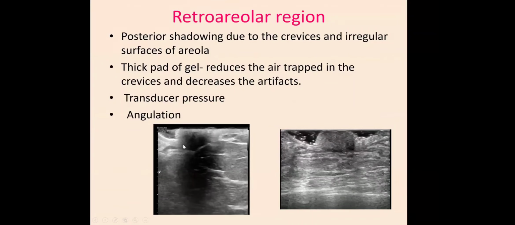So how can you overcome this? You put a thick pad of gel like this. I have put a lot of gel in this, and you can see the nipple and retroareolar region nicely, because putting lots of gel reduces the air trapped in the crevices and decreases the artifacts. Other techniques you can use for the retroareolar region: you press on the transducer from this side or that side and you see better. You angulate your probe, you can also move the patient. All this will improve the visibility of the retroareolar region. Whenever you are scanning the retroareolar region, don't stop at just seeing from the front, because you might miss lesions in the retroareolar region.